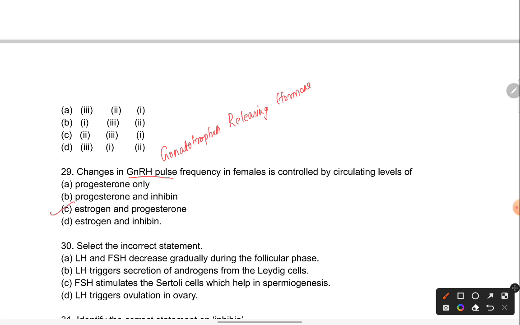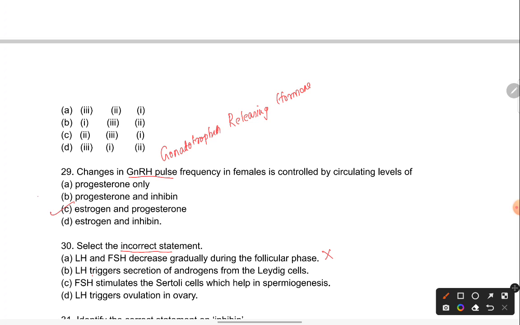Now question number 30. Select the incorrect statement, which is false. A, LH and FSH decrease gradually during the follicular phase. During the follicular phase, the division of follicles will take place, and for that the LH and FSH must be high. So this statement is wrong. It is not decreasing, it is increasing. So all the other statements are correct.